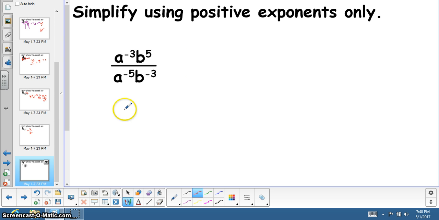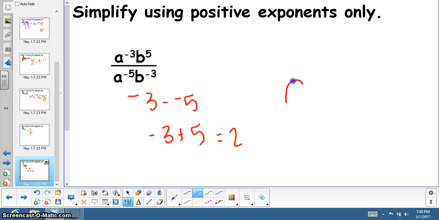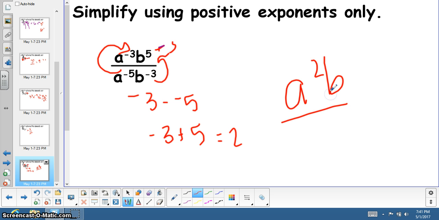Last one, and here's trying to trick you. Don't let it. Starting with the a's, again subtracting. So negative 3 minus negative 5 is negative 3 plus 5. I get 2, so I have a to the 2, and I brought it up. Here, I also want to move this up because it's negative, and I make it positive 3. Oops, excuse me. So I have b to the 8th. And I'm going to write it a little clearer. b to the 8th. And that is my final answer.